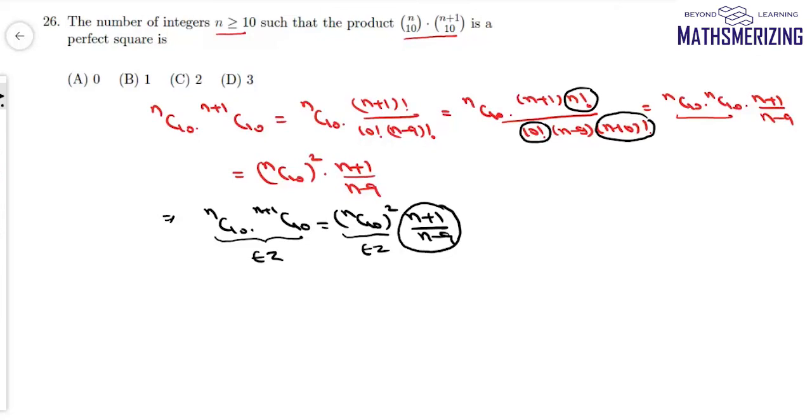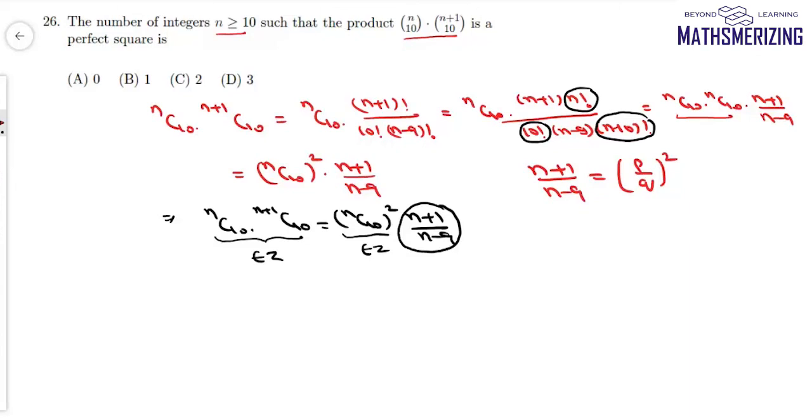If we assume it as k square where k is an integer, we won't get any solution, and that is not the answer to this question. So what we'll say is this n plus 1 upon n minus 9 should be a perfect square of some rational number. So it should be of the form p square upon q square. Now we need to find the value of n so that I can express it in the form of p upon q whole square.